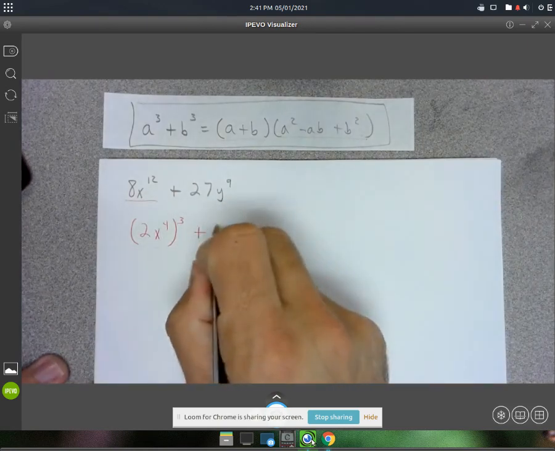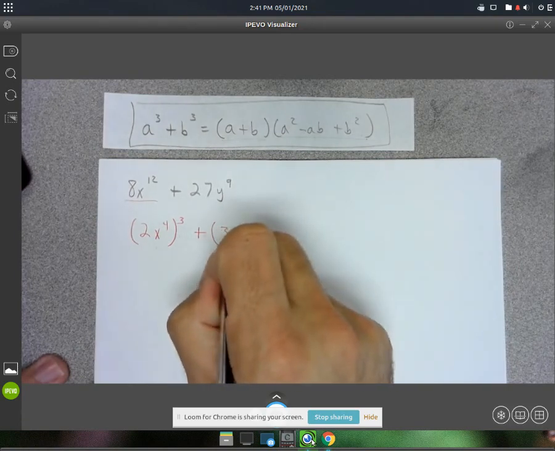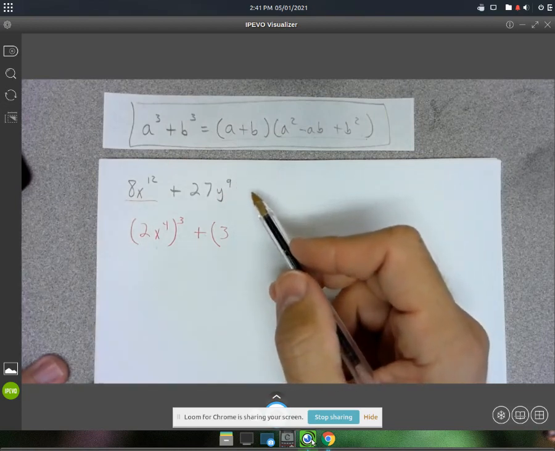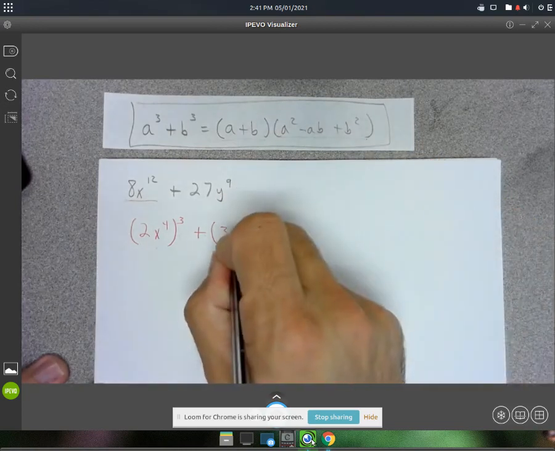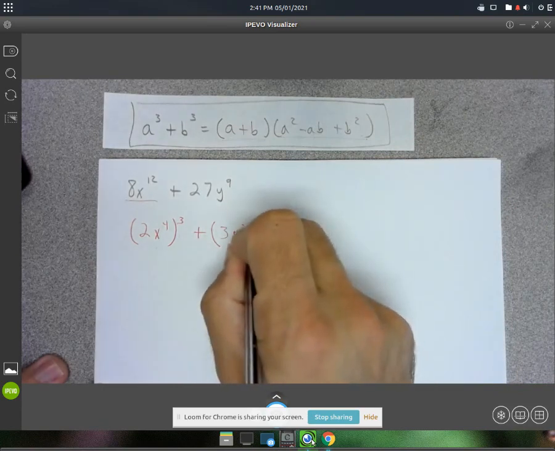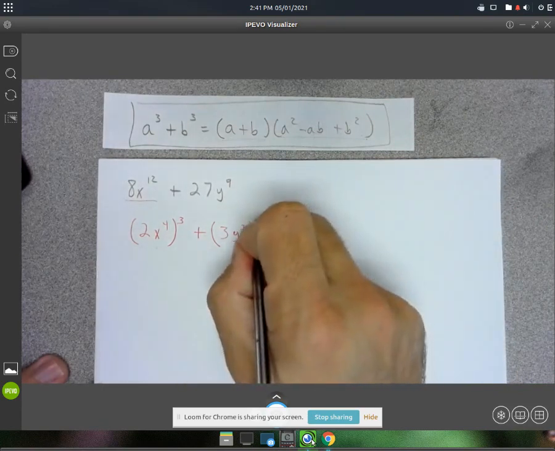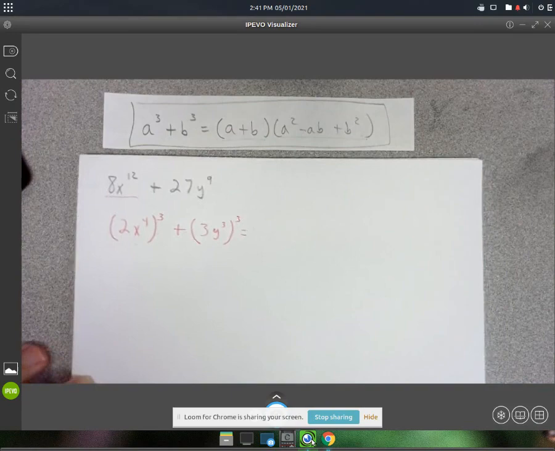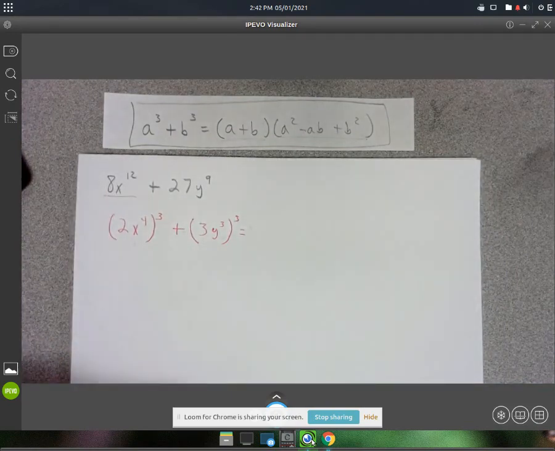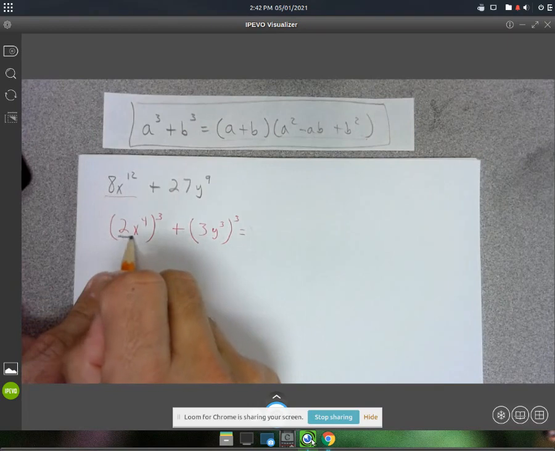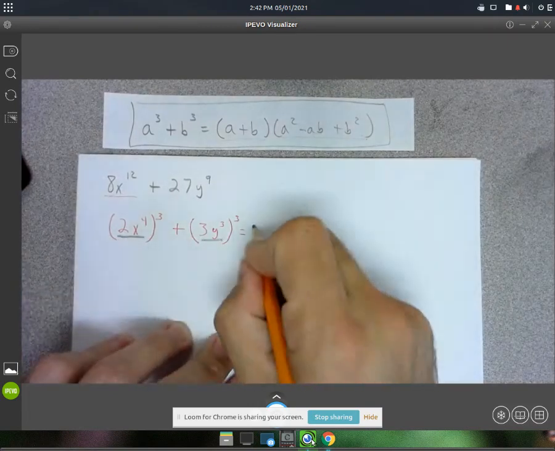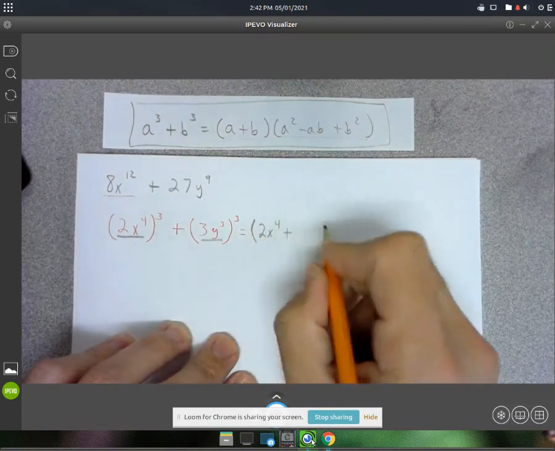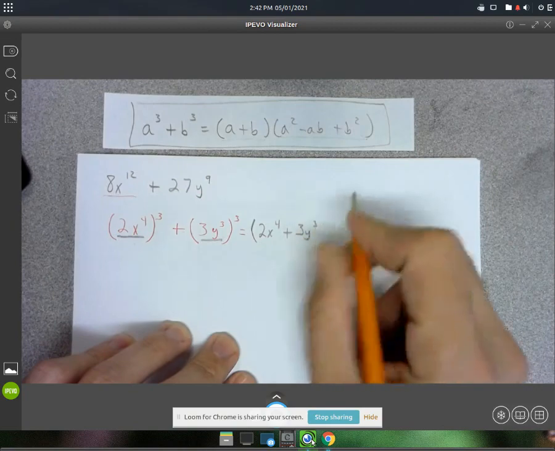And then 27. 27 is 3 times 3 times 3. And then for y to the ninth, you divide that by 3, you get y to the third. So I got all of that raised to the third power as well. I don't know if I'll be able to fit all of it in, but we'll see. So this is like my a term right here. That's my b term. So we'll start with a plus b. It's going to be 2x to the fourth plus 3y to the third.